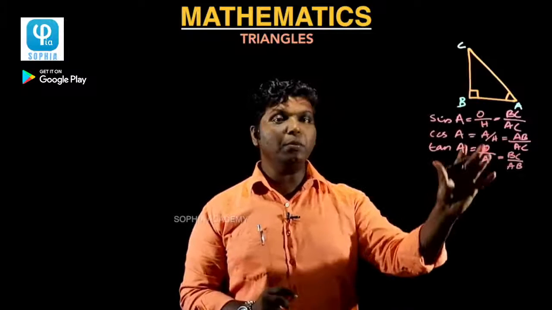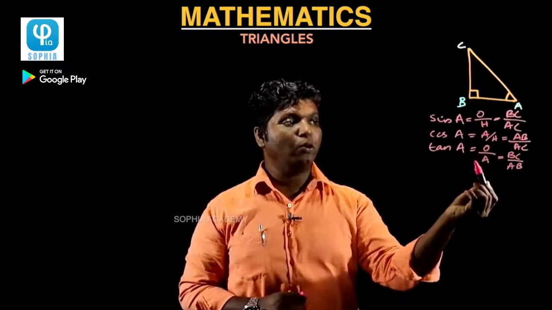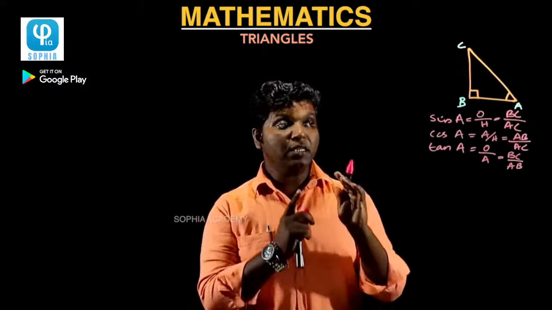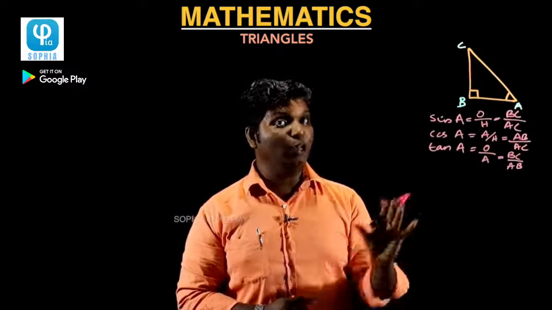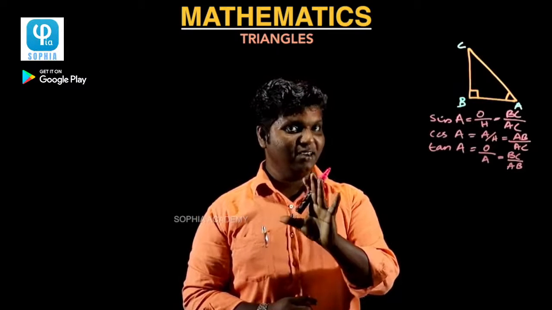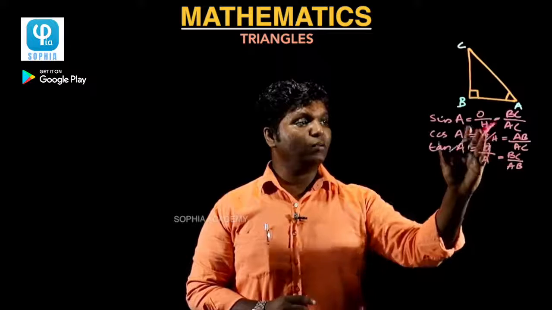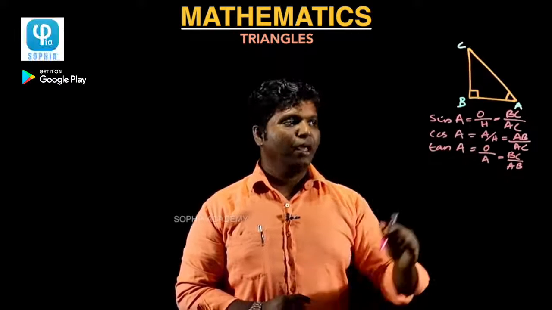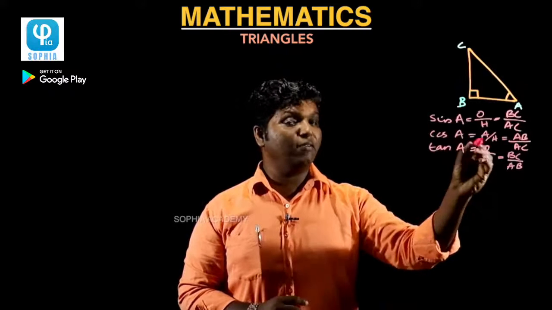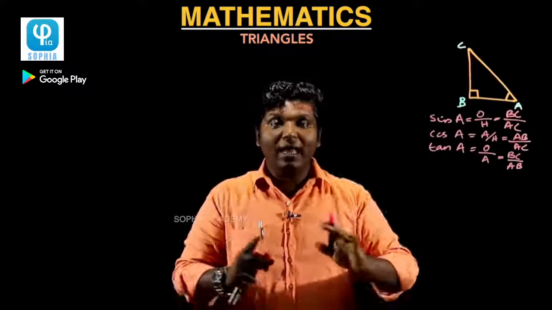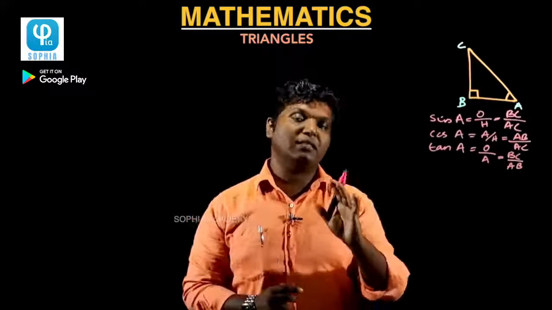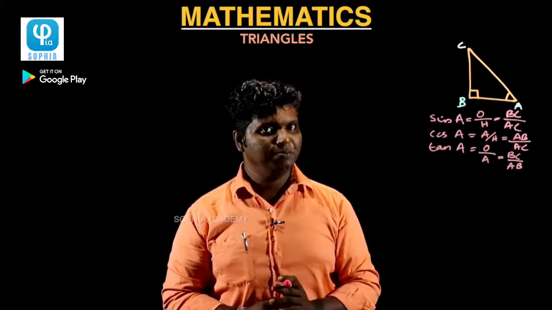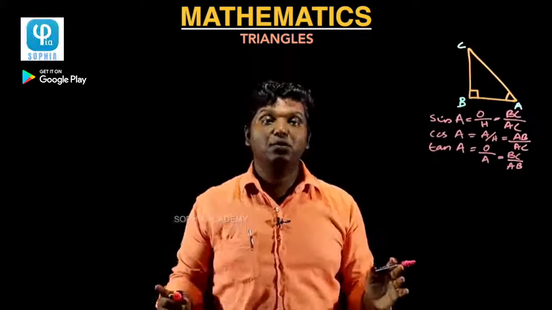Actually you must know only these three things: opposite side by hypotenuse, adjacent side by hypotenuse, opposite side by adjacent side. That means hypotenuse will come only in sine theta and cos theta, not in tan theta. Is that clear? In that way you can also say, the adjacent side never comes in sine theta, and the opposite side never comes in cos theta. So if you know these things very fast, you can understand which trigonometric ratio is relevant to solve the given problem. This is the first thing which you have to study.